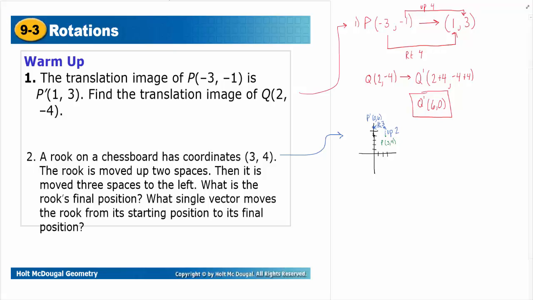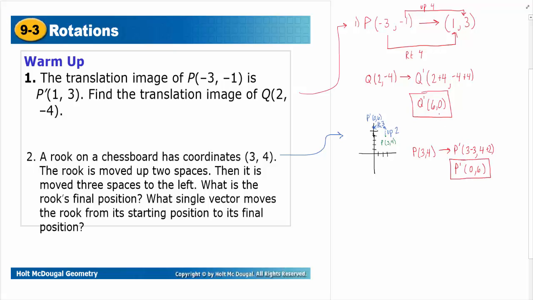So if I was going to write it down here, I would have P was 3, 4, and P prime was going to be 3, and we went left 3, so 3 minus 3. And 4 went up 2, so it'd be 4 plus 2. So this is how you would do it algebraically. So P prime would be, again, 0, 6. If you did it algebraically, that's the way I'd probably do it. I just want to show you the visual.